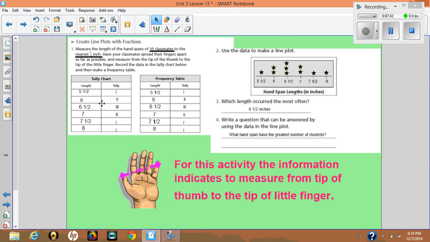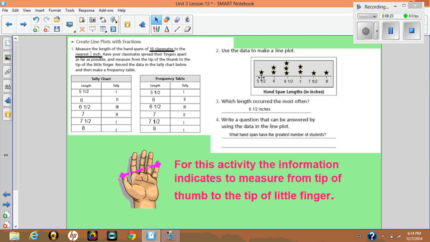Now we've taken this information and we've moved it to the frequency table. Again, the information is displayed in the same way, 5.5 to 8 inches, and then the tally marks are the same. There's not going to be any difference between the tally chart and the frequency table. Now let's look at the data that's displayed on the line plot. We simply had to take pieces of information and move them over. 5.5 to 8 inches is the hand span length, and then we've identified the tally marks with a star.